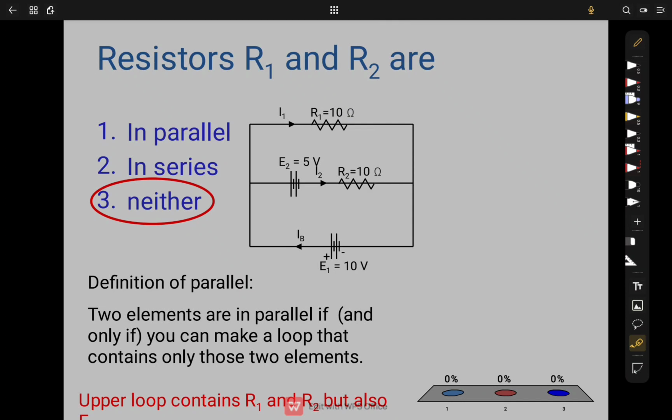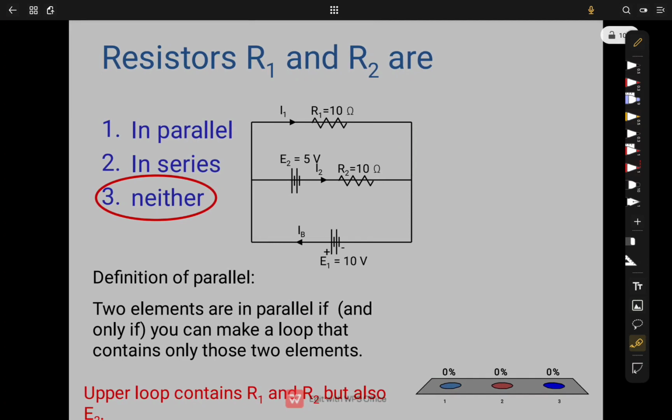Kasi, sabi dito, that the definition of a parallel connection, that two elements are in parallel if and only if you can make a loop that contains only those two elements. Ibig sabihin, yung R1 lang and R2 yung ating dalawang element. And wala tayong kasamang involvement ng ating E2. Ayan, sabi dito, that the upper loop contains R1 and R2 but also yung ating E2.